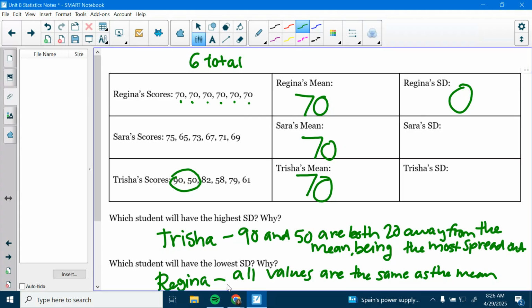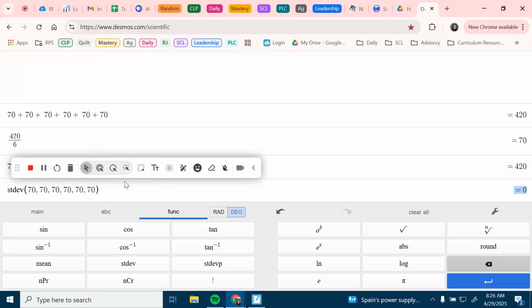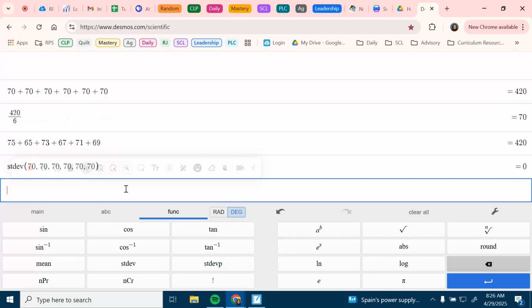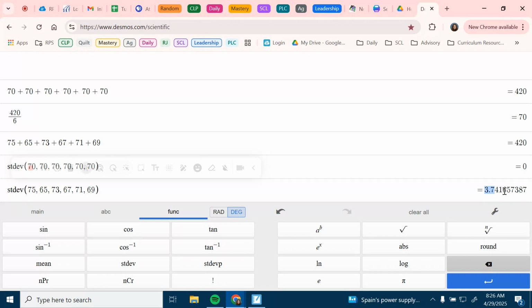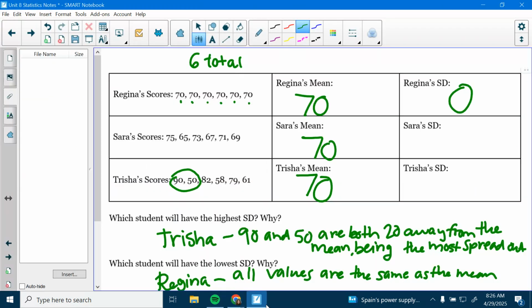Okay? I'm going to do the same thing for Sarah's scores. I'm going to type in standard deviation, that button there, 75, 65, 73, 67, 71, 69, and I get a standard deviation of 3.74. So that's what I'm going to write for my standard deviation, 3.74. Okay.